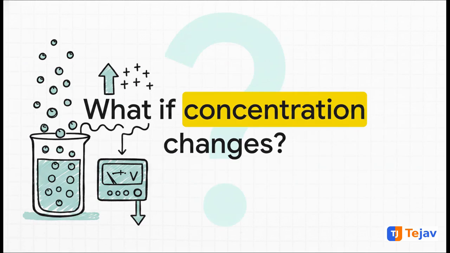Now, I want you to really actively engage with this next thought. What happens if concentration changes? Imagine you're a scientist in a lab, and you deliberately increase the amount of product ions in your beaker. What will that actually do to the final voltage reading on your voltmeter? Let's predict the outcome together.